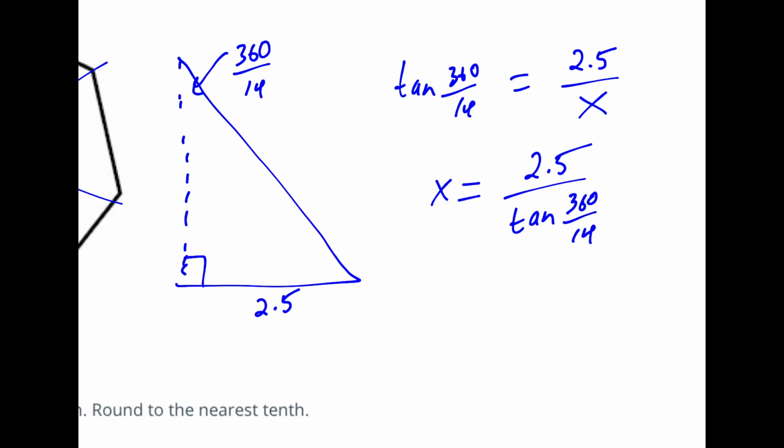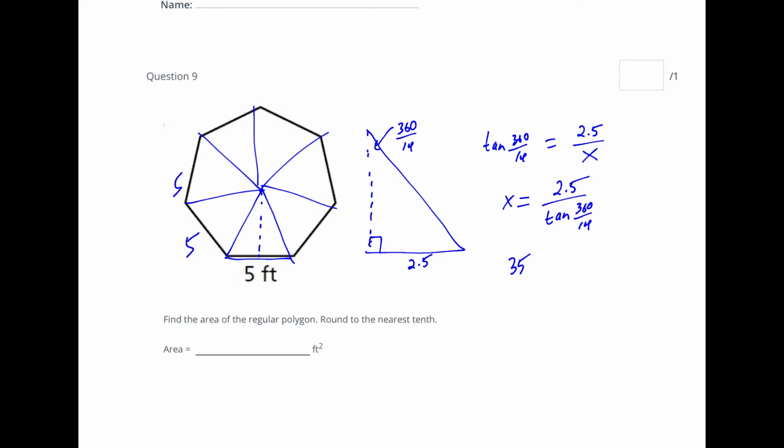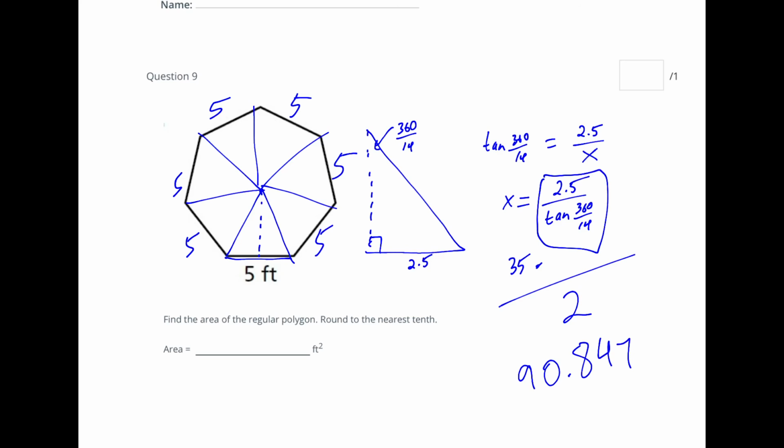And this is where having a graphing calculator works out really well, because if you take that perimeter, which is going to be 35, 5 shows up 7 times around this figure, and you multiply it by everything here exactly, and then divide by 2, you're going to get a more precise answer. If you try to round too early, it's going to be a little bit rough. So 2.5 divided by the tangent of 360 over 14 is 5.19130349143 if you remember to be in degree mode. If I multiply that by 35, and then I divide by 2, I get 90.847. So round to the nearest tenth, that's 90.8.